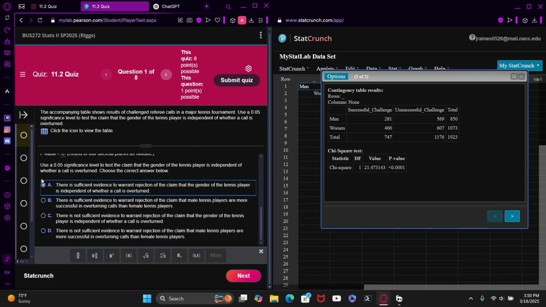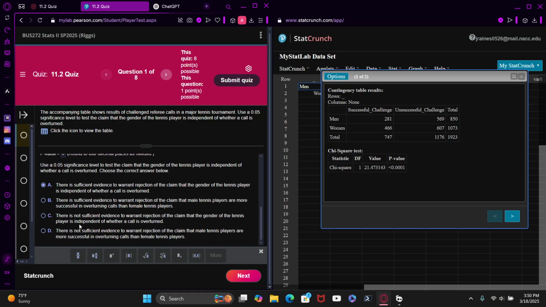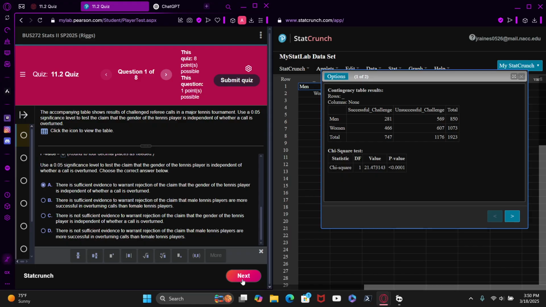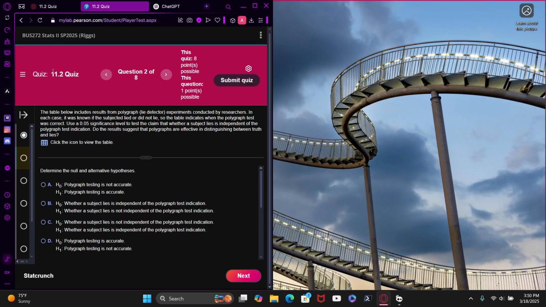Just add an extra word there. You gotta remember that too. If you don't have that memorized by now, you gotta remember that. If the P is low, the null must go, which means you reject, so there is sufficient evidence to warrant rejection. If the P is high, the null will fly, which means there is insufficient evidence to warrant rejection. So yeah, anyways, that's that question. I'm just gonna go through and do all of them. But if you understand that one, everything I just did there, that's the whole test. That's all of 11-2.